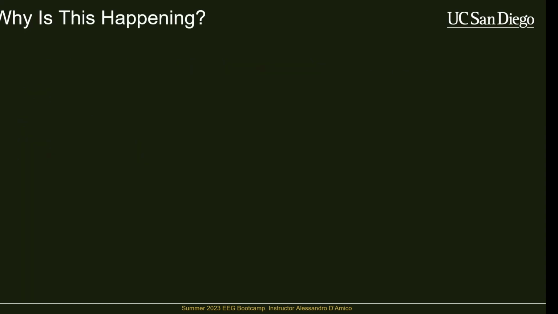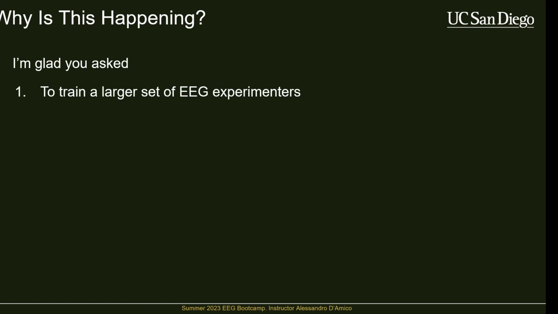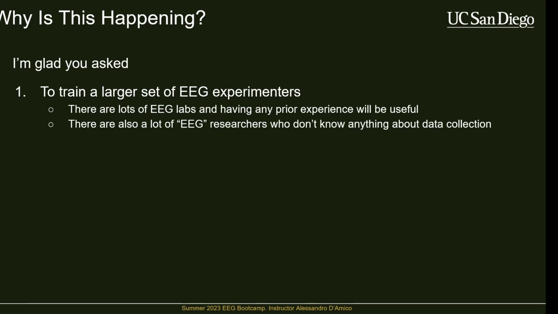So I was kind of talking about this a little bit before everyone came in, but why is this happening? There's a lot of reasons. I'm glad you asked. Number one is to train a larger set of EEG experimenters. There's tons of people who need research assistants, anyone who can collect high quality EEG data, not only at UCSD, which is a massive EEG university for those of you who don't know, but all over the world. EEG tends to be more popular on the west coast of the US and in other countries. The east coast tends to do more invasive stuff. But there's lots of people who need to collect EEG data, and I think it's important for people to learn how to do it. It's also a lot of EEG.